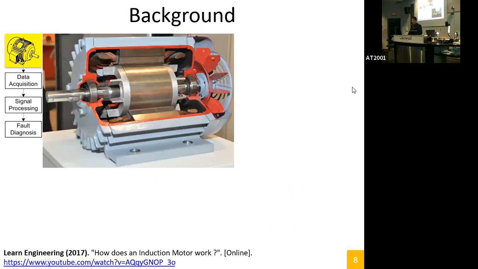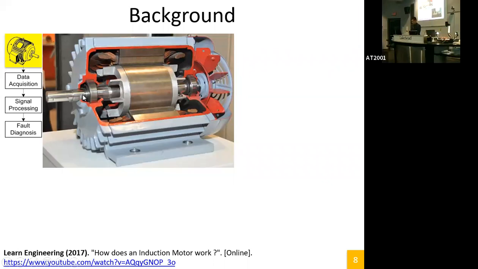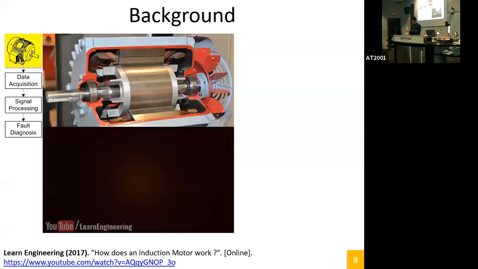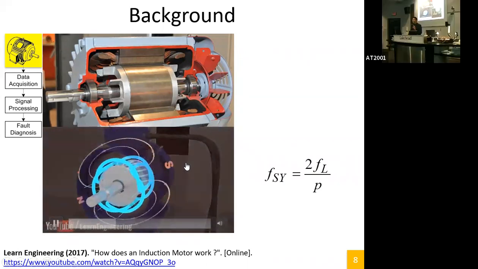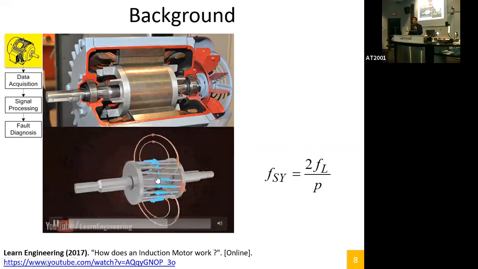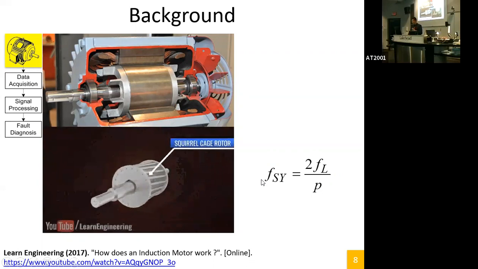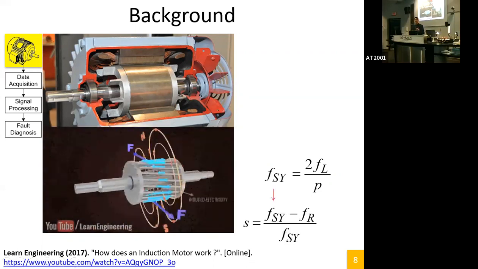We've got the stator windings, the rotor, and the bearings. And as we can see here, the magnetic field spins within the stator windings, and that causes the rotor to rotate based on the induced electricity.